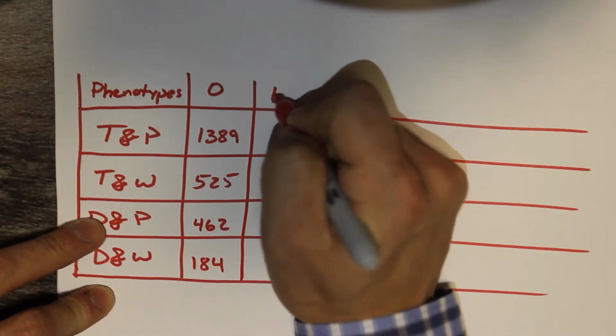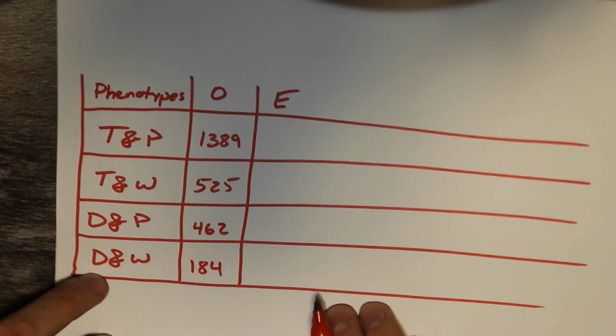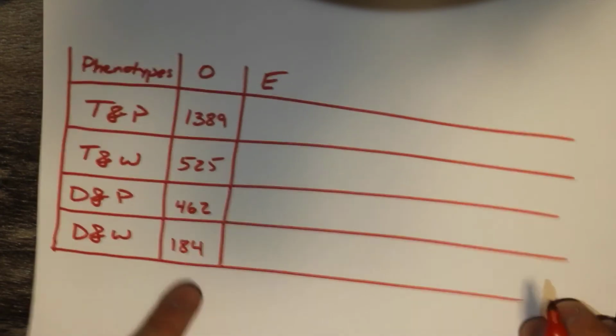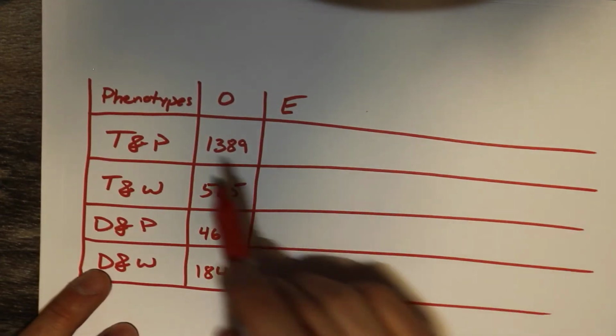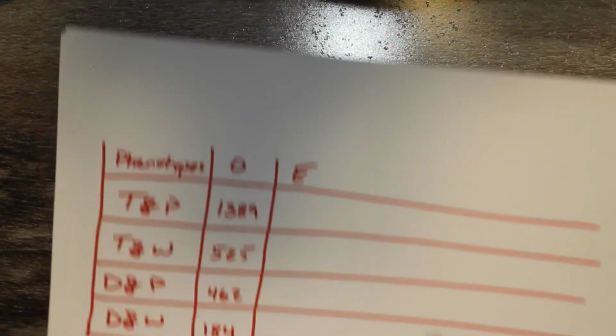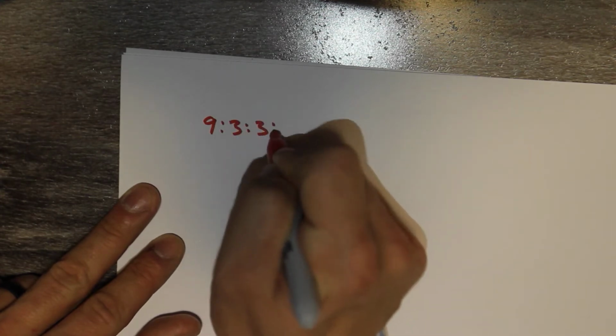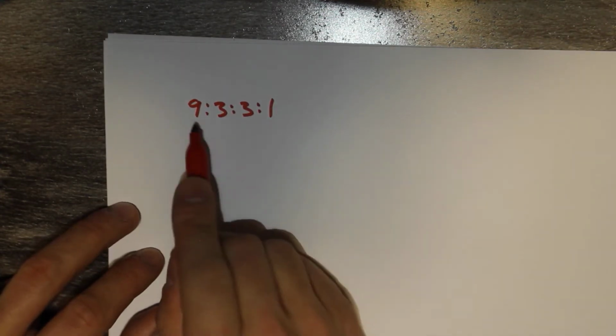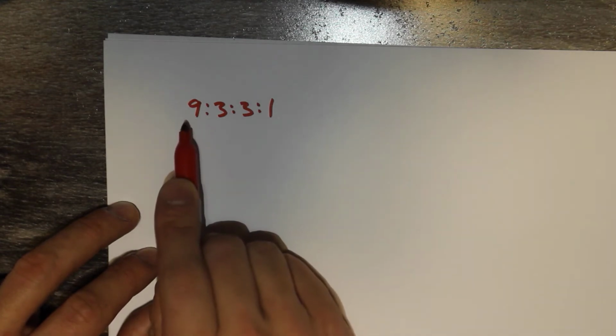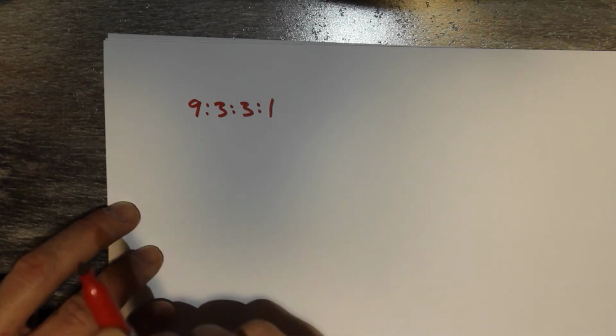Now the expected is a little bit more difficult. So let me put this aside for a second, and I'll show you guys how to do the expected. We're going to start with the dominant to begin with. So we know if we have that 9 to 3 to 3 to 1 ratio, the 9 is our tall and purple plants. This is our dominant.